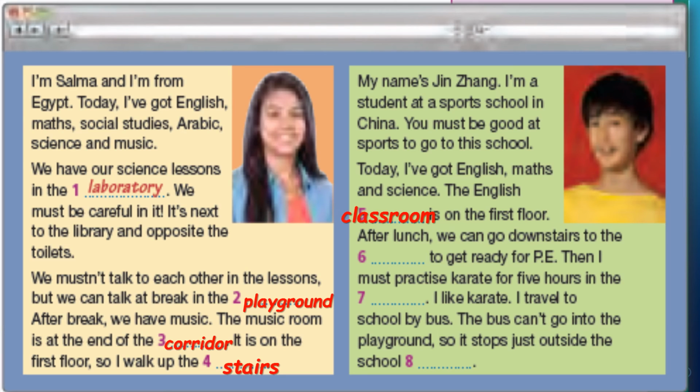After lunch, we can go downstairs to the to get ready for PE. What do you think? Of course it's A. It's the changing room in which we change our clothes for the PE. Then I must practice karate for 5 hours in the gym. I like karate. I travel to school by bus. The bus can't go into the playground, so it stops just outside the school. Of course, it's gates. Very good.